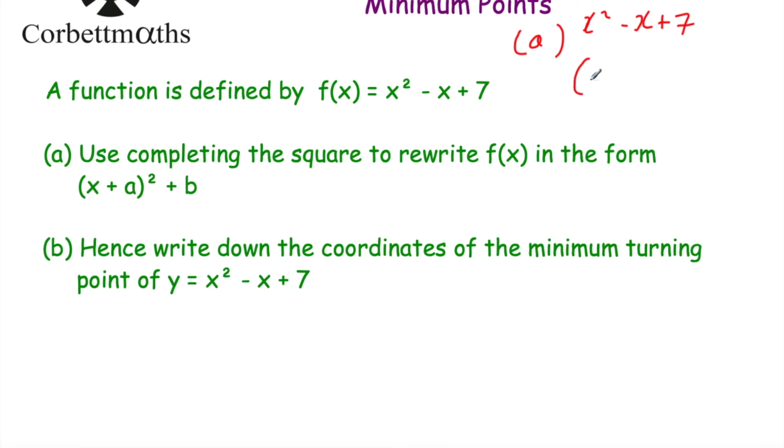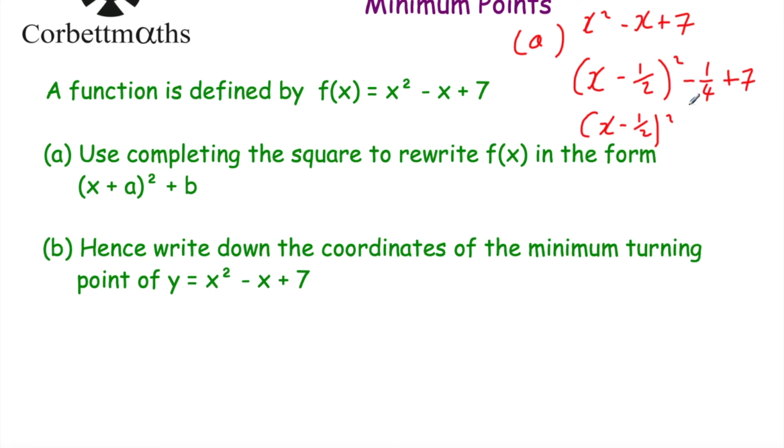So let's open up our brackets, put our x. Now we're going to half the number in front of the x. Well, it's minus 1 because it's minus x, that's minus 1x. And half of minus 1 is minus a half, so minus a half, close brackets, squared. Then we're going to take away whatever this is squared, so we're going to take away a quarter. And then we're going to put the number on the end, that plus 7 on the end. Okay, so that means that we've got (x minus a half) squared.